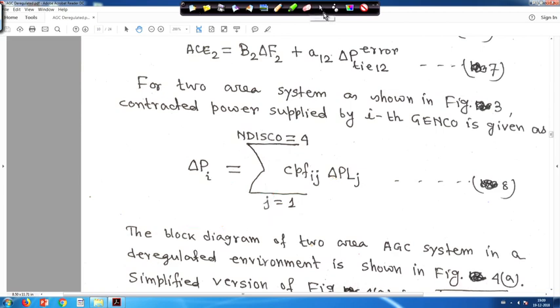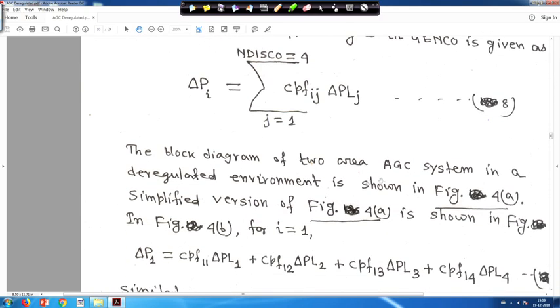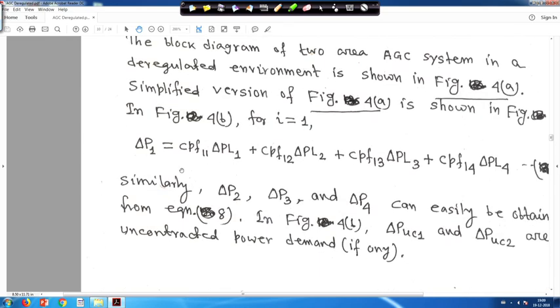The block diagram of the two-area AGC system in a deregulated environment is shown in figure 4a. I am coming to that. A simplified version of figure 4a is shown in figure 4b. For i is equal to 1, I showed you that delta P1 is this one, in matrix form just now. Similarly, you can get delta P2, delta P3 and delta P4.